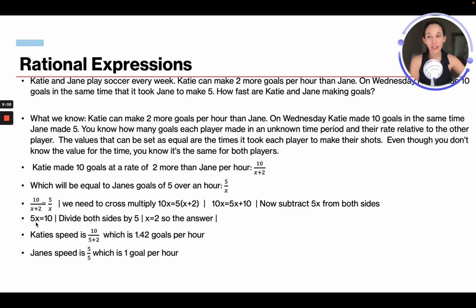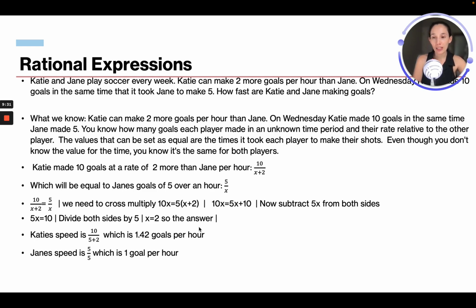We can divide both sides by 5 so that we get x on one side. So this will cancel out. This will become 2. So x equals 2. So the answer is we're going to take that 2 and plug it into our first equations that we had. So Katie's speed is 10 over 5 plus 2, which is 1.42 goals per hour.